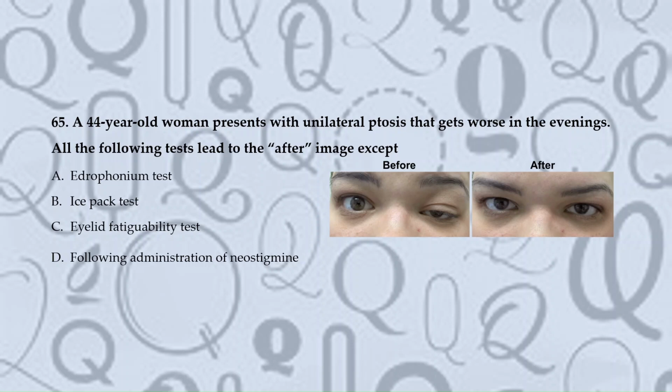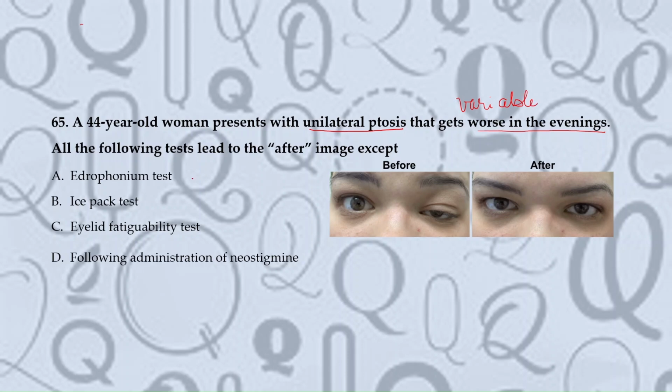Okay, shall we take the next question now? A 44-year-old woman presents with unilateral ptosis that gets worse in the evening. All of the following tests lead to improvement except: hydrophonium test, ice pack test, eyelid fatigability test, and following administration of neostigmine. So here is a unique example of a patient presenting with unilateral ptosis alone. These patients need not always have bilateral ptosis just because it's a systemic disease. The important clue for myasthenia gravis is that it gets worse in the evening. So variable ptosis and variable diplopia are both characteristics of myasthenia gravis.